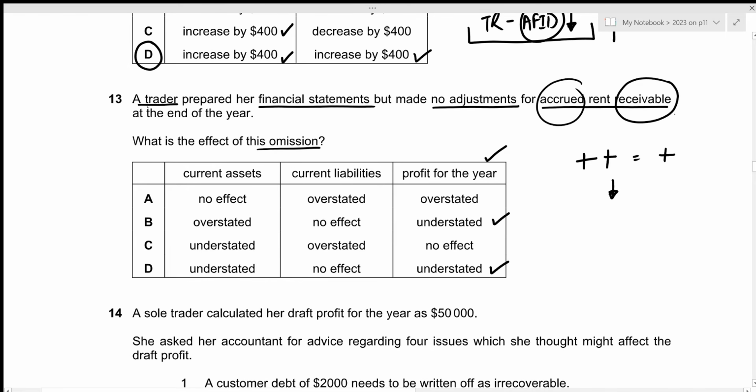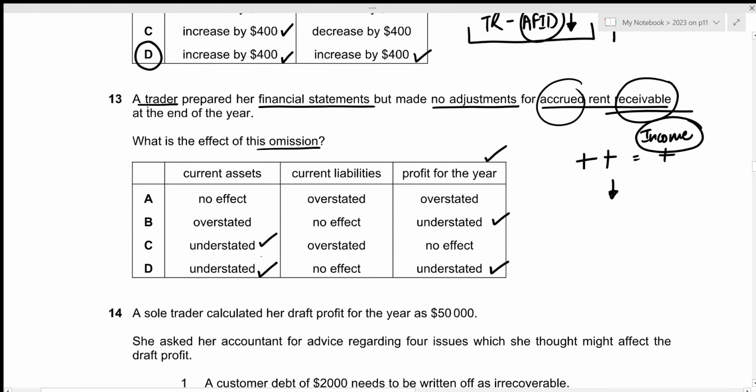Then the accrued rent receivable itself, we're talking about income, right? And income receivable. So we've already provided the services for it, but we are yet to receive the income. So the receivables is automatically our current assets, right? And we have not recorded this within our financial statements, and that includes the statement of financial position as well. So the current assets will also be understated, which is given in option C and D.